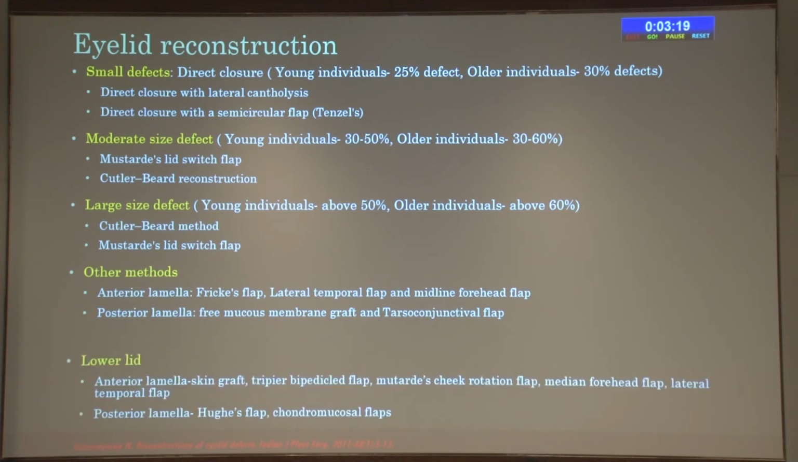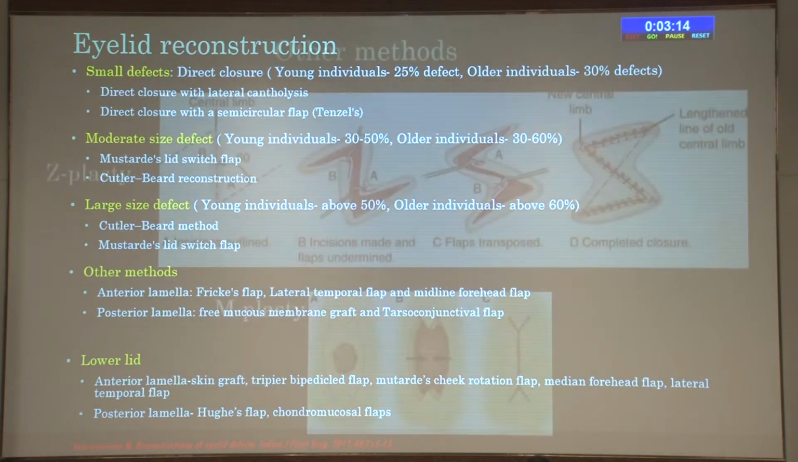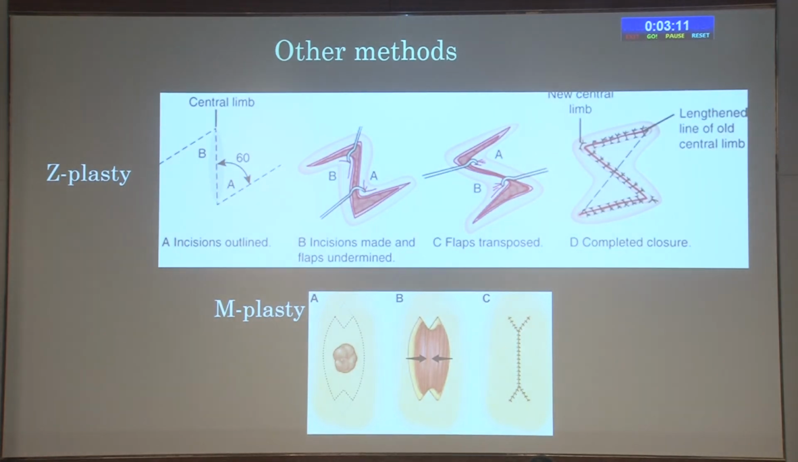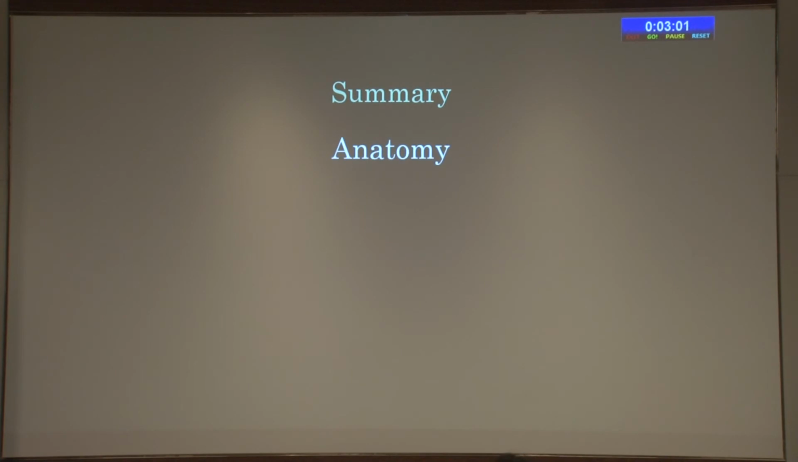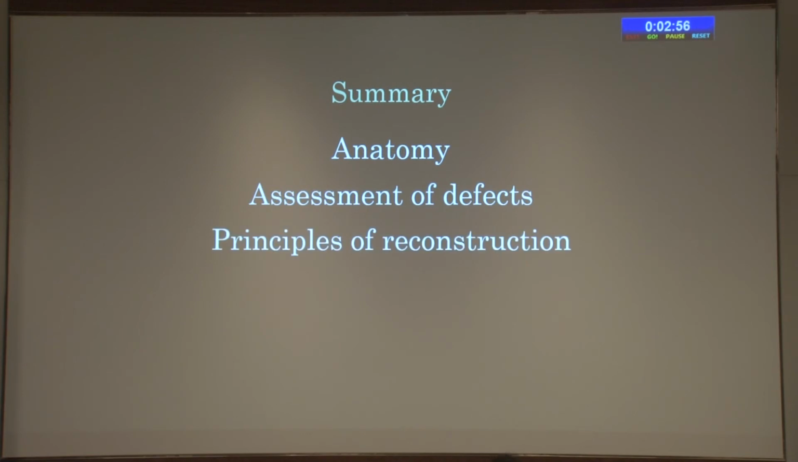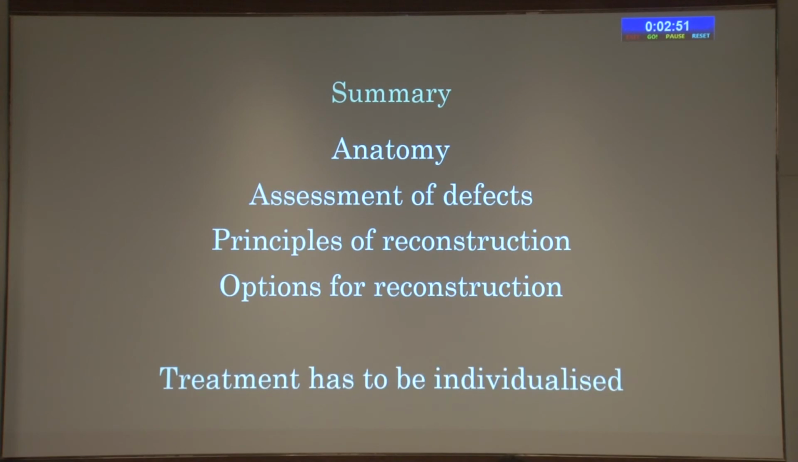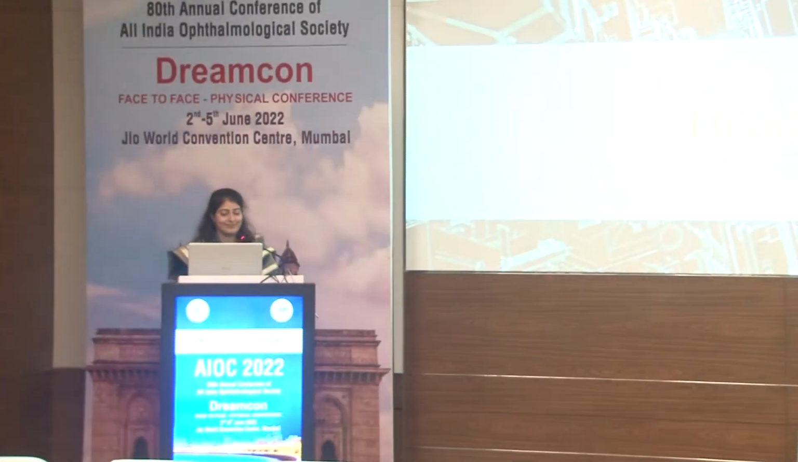When it comes to the lower lid, usually the anterior and posterior lamella are reconstructed separately with the available options. There are other methods which help mobilize the surrounding tissues and make it easier for closure, because at the end of the day, there shouldn't be any tension at the suture lines. So to summarize, we went through the relevant anatomy of the eyelid, assessment of the defects, principles of reconstruction, and options for reconstruction. At the end of the day, we must remember that treatment has to be individualized to the patient, so the assessment and proper planning is very important. Thank you so much for this opportunity.